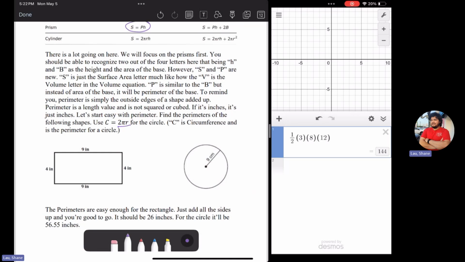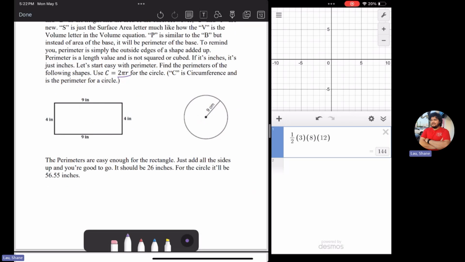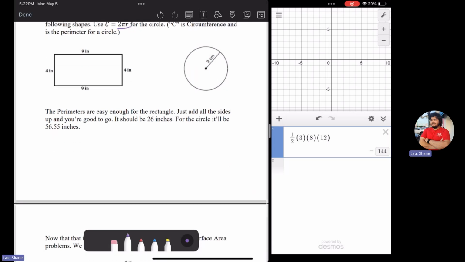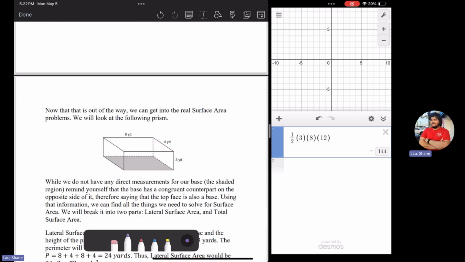If you tried to do these, you would just add 9 plus 4 plus 9 plus 4. You would get 26 inches. And then for the circle, it would be 56.55. Again, I think you all can figure that out pretty simply, and you can use the calculator with you as well, so you should be fine. But that is how you find the perimeter. Capital C is the circumference, which is essentially the perimeter of a circle.